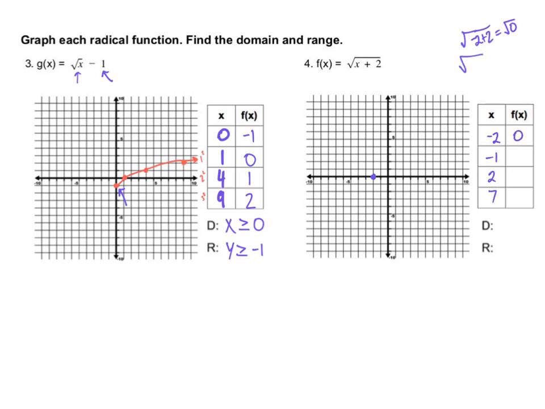Alright, if we plug in negative 1, negative 1 plus 2 is the square root of 1. That's 1. If I plug in 2, the square root of 2 plus 2 is the square root of 4, which is 2. And if I plug in 7, the square root of 7 plus 2 is the square root of 9, so 3. So we can graph them now. We already have the initial point, (-1, 1), (2, 2), and (7, 3).